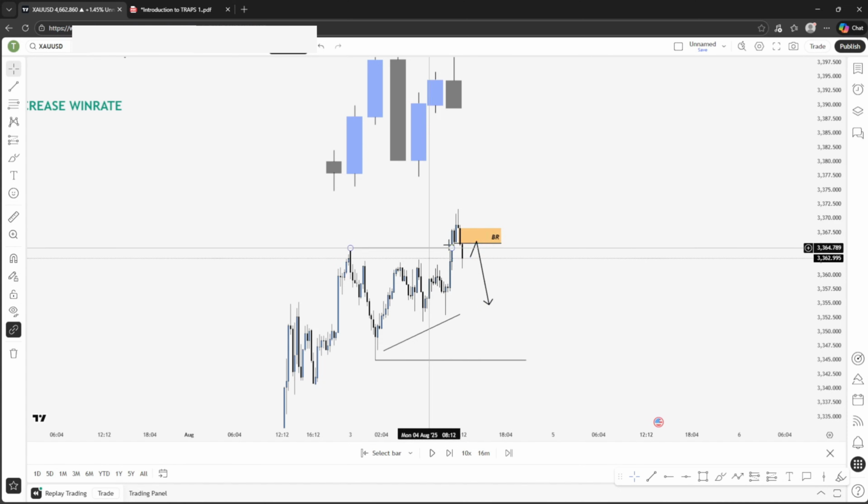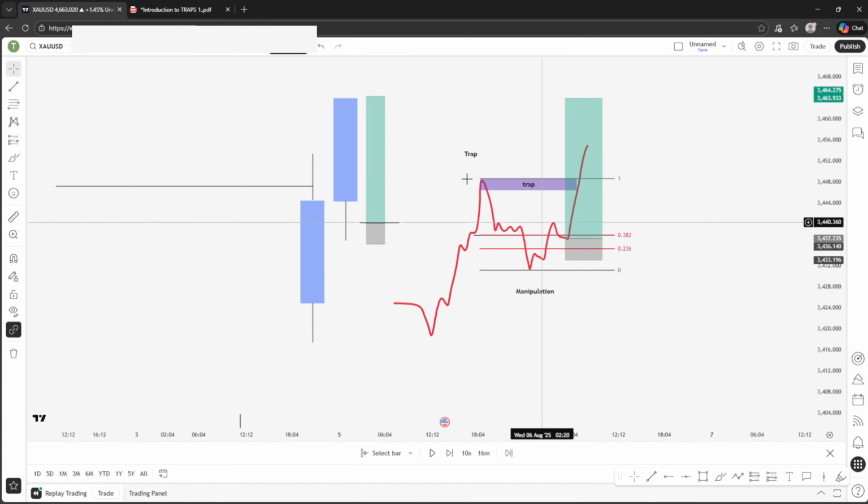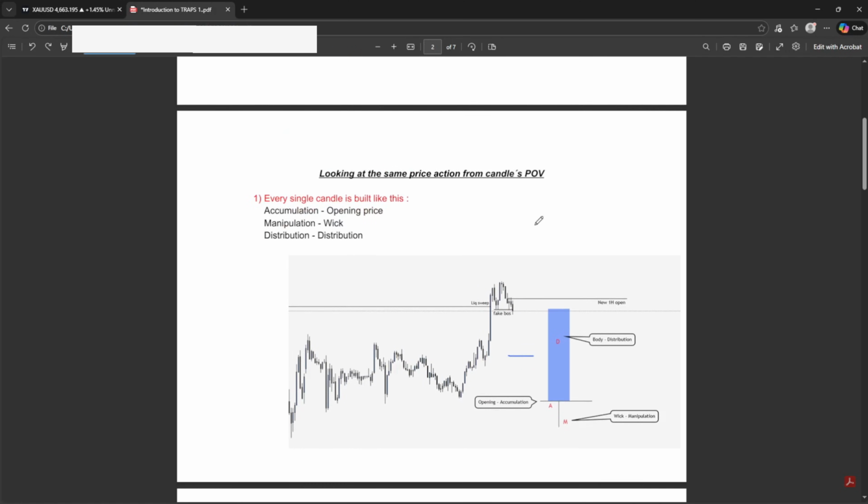So first of all, we're gonna go over this price action. Then we're gonna go over how this liquidity sweep works and how to enter inside the manipulation. And at the end of the video, I'll be going over this PDF.